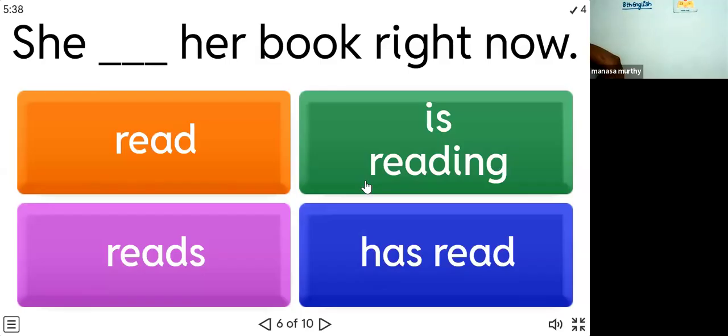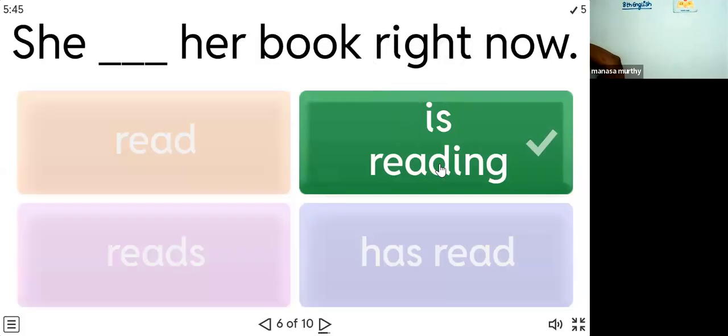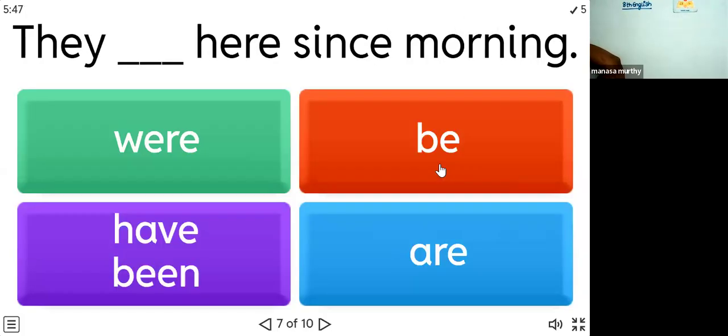She dash her book right now. Is reading. Something happening right at the moment. Continuously. They dash here since morning.